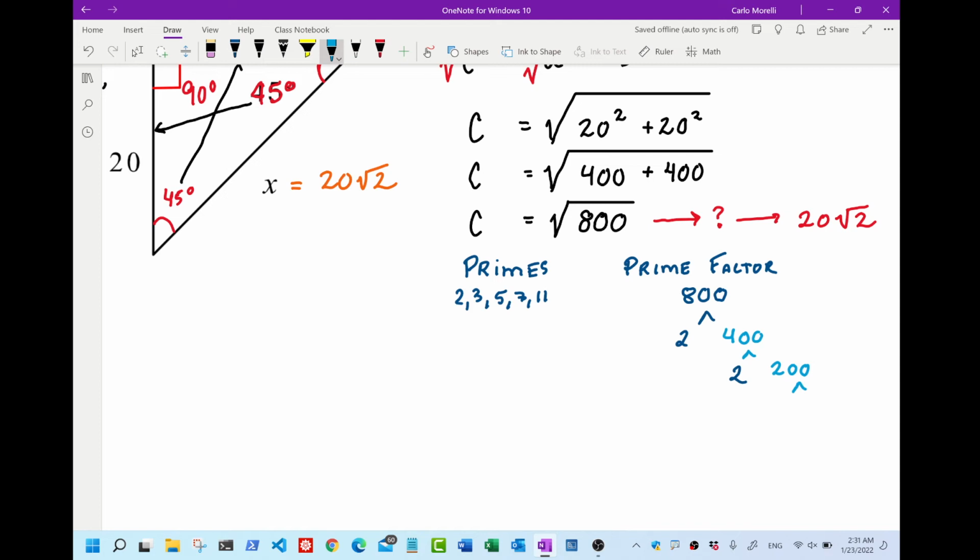So now break it down again. 200 is still even, so the prime factor will again be 2, and that cofactor will be 100. Let's break it down further because we can still keep going. Well, the smallest prime factor, since 100 is even, would be 2, and its cofactor would be 50. Okay, there's only 2 more steps.